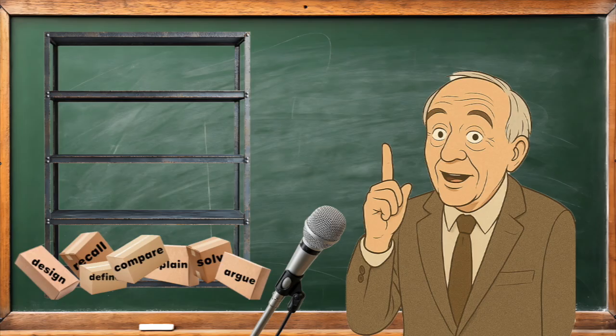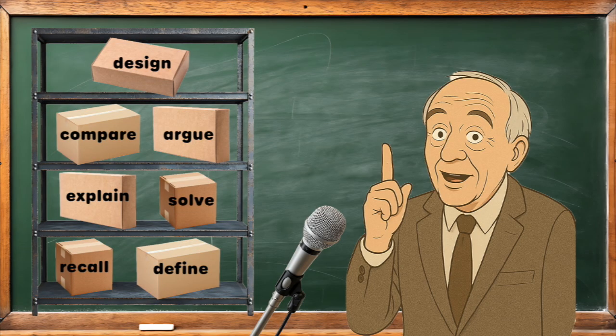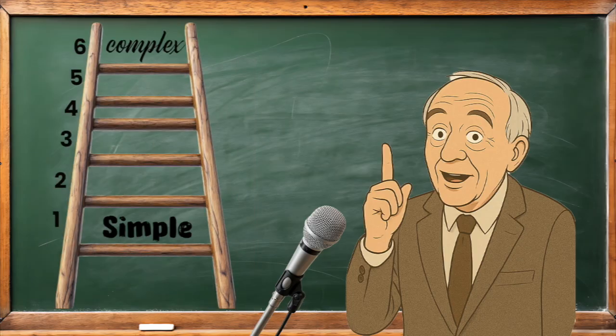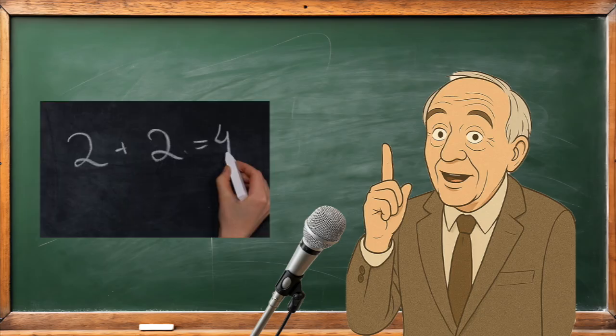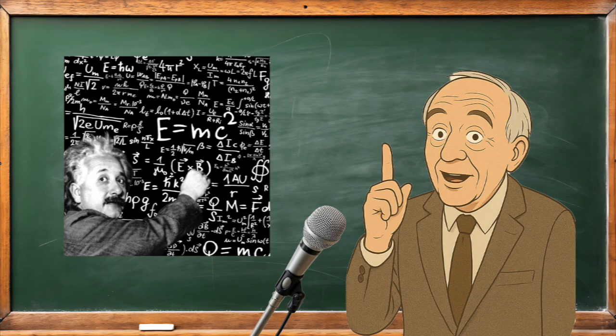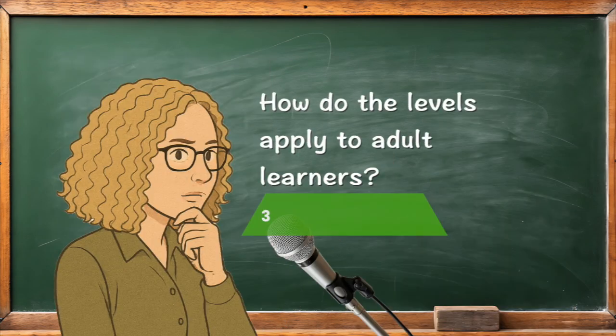Think of Bloom's taxonomy as a tool to help organize learning goals. It has 6 levels, from simple to more complex thinking skills. Teachers can use it to plan lessons and activities that help students move from remembering facts to thinking deeply and solving problems. What are these 6 levels and how do they apply to my adult learners?